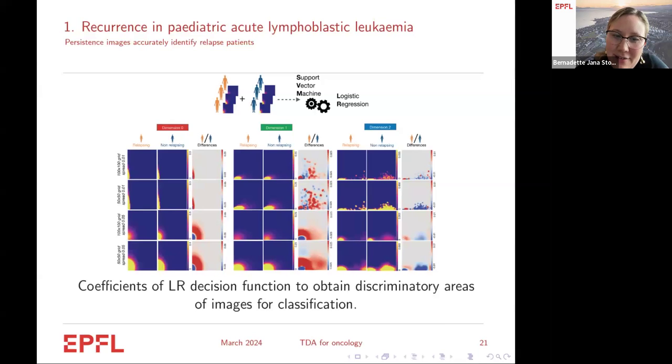Now, if we look at the coefficients of the logistic regression decision functions, these can point us to areas in the persistence images that are particularly relevant for distinguishing between these two subtypes of patients. And we found that in dimension 0 and 1, we had sort of hotspots where the important distinguishing features in the persistence images lie, whereas in dimension 2, we don't necessarily have these strong hotspots. And this was probably also reflected in the fact that dimension 2 wasn't quite as good in the prediction of whether someone would relapse or not.